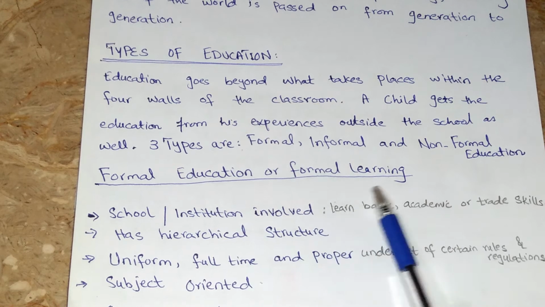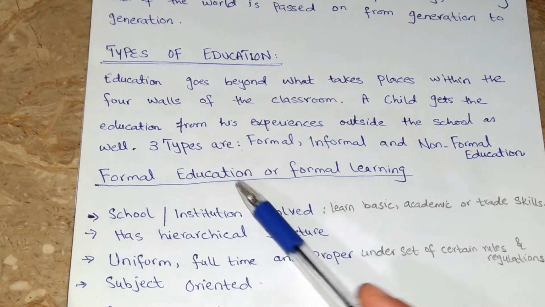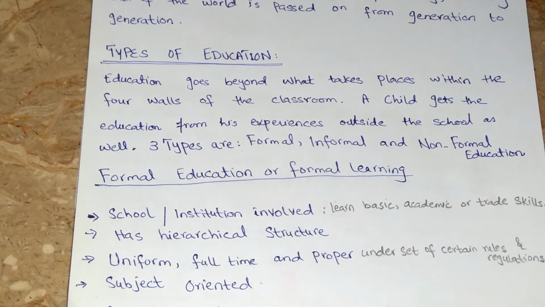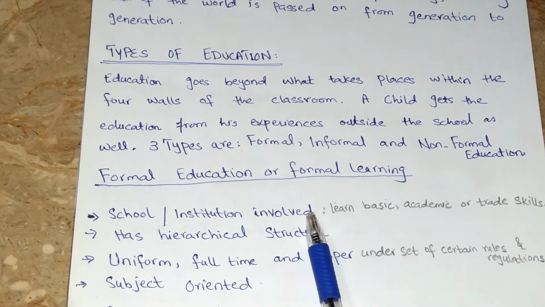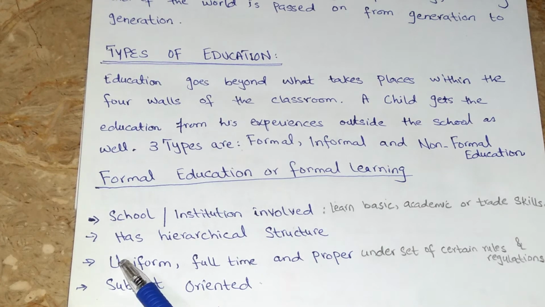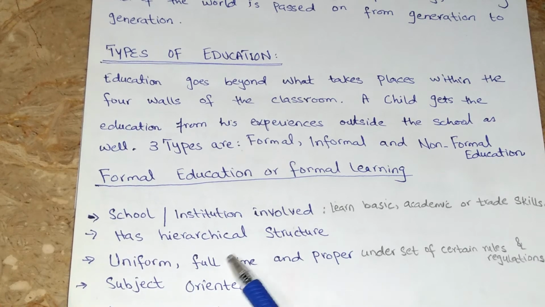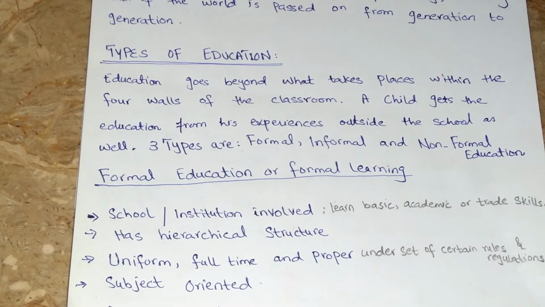Formal education, or formal learning. What is formal education? In formal education, schools or institutions are involved, and basic learning, academic or trade skills are learned. Formal education has a hierarchical structure, meaning step by step. Firstly, students enter kindergarten and then pass to primary and secondary, and then college and then universities. It has a hierarchical structure.